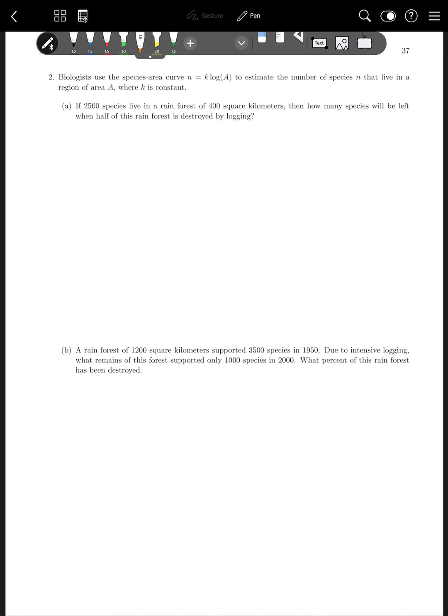Okay, so let's go ahead and go through this together now that you've gotten a chance to try it. So biologists use the species area curve n equals k log of A to estimate the number of species n that live in a region of area A where k is constant. If 2,500 species live in a rainforest of 400 square kilometers, how many species will be left when half of this rainforest is destroyed by logging?